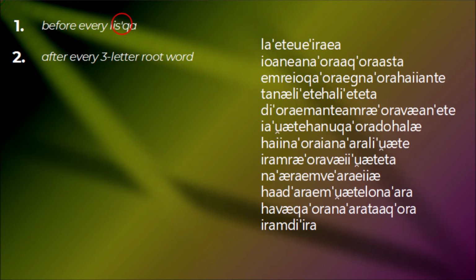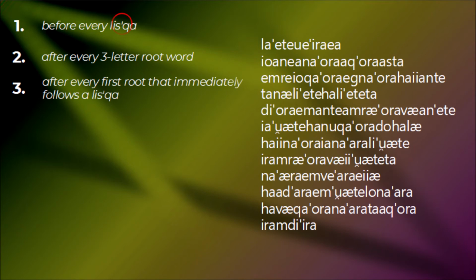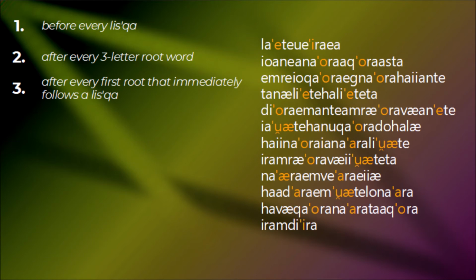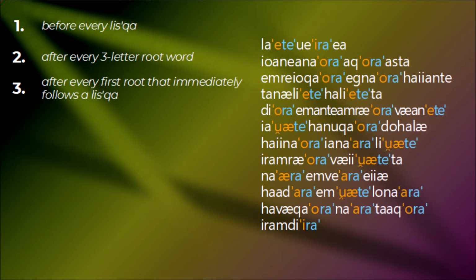The third rule puts an apostrophe after the first root word that immediately follows a liska. And boy, are there a lot of them. Here are all the liska in the prayer, and these are the root words that immediately follow them. We place an apostrophe behind every single one. There.